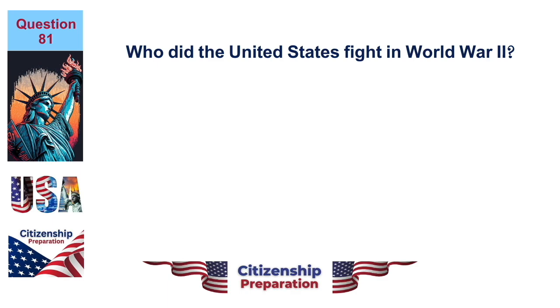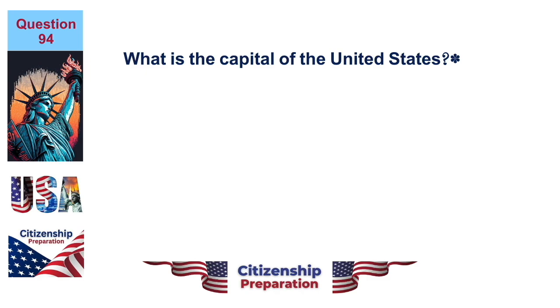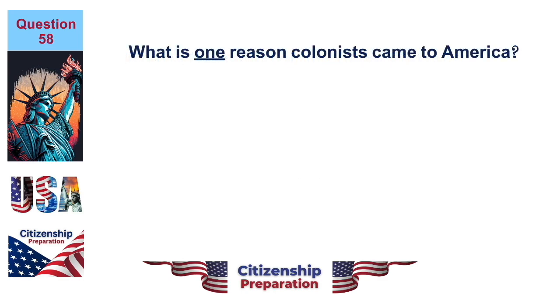Who did the United States fight in World War II? Japan, Germany, and Italy. What is the capital of the United States? Washington, D.C. What is one reason colonists came to America? Freedom.